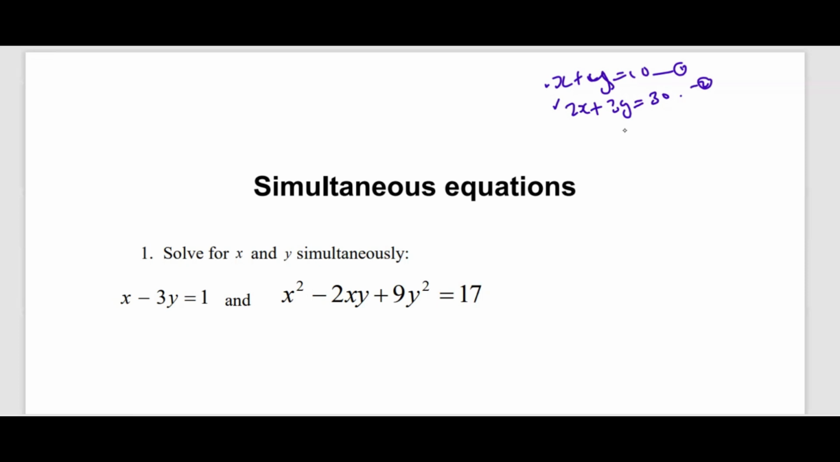So what we're saying is that the x value in the first equation must be equivalent to the x value in the second equation. Same with the y value: the y value in the first equation must be the same y value in the second equation.